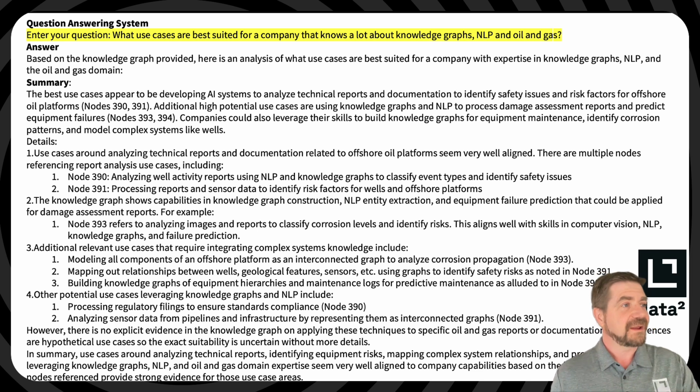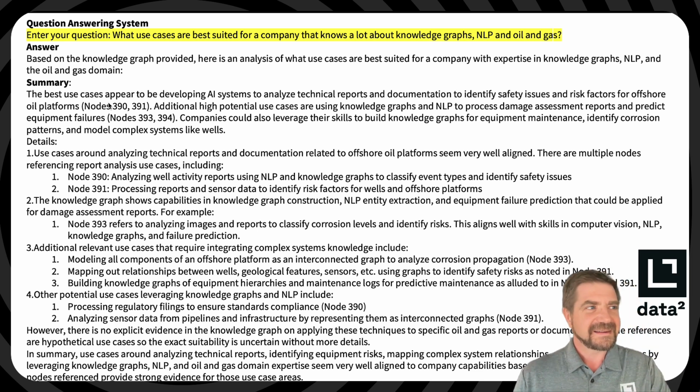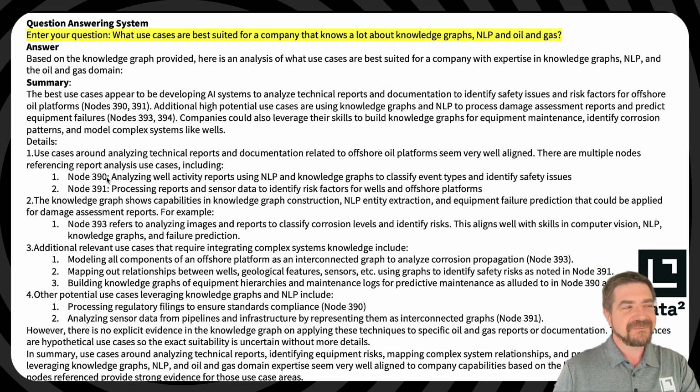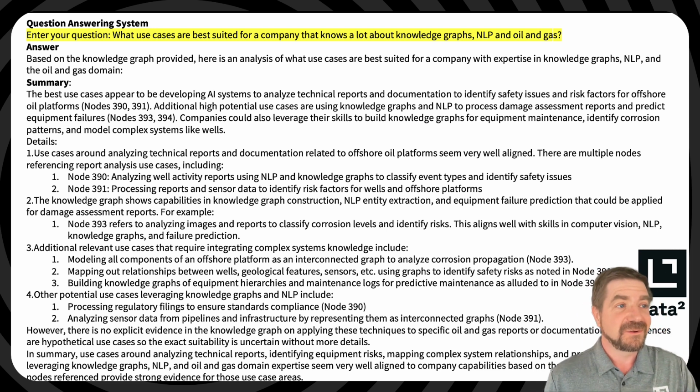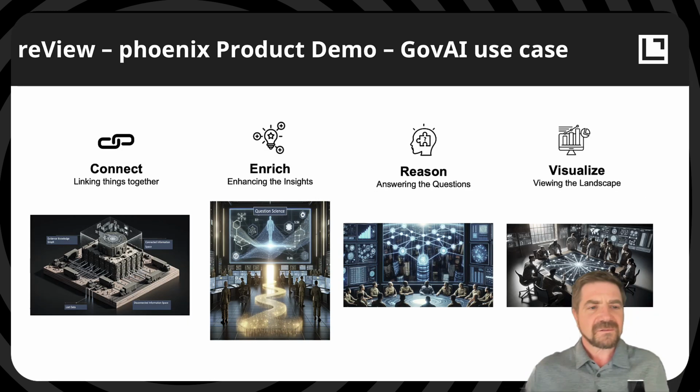So it comes back with an answer, and we'll take a look at this in more detail later, but really what it's doing is it's identifying projects in the graph that have some relationships to things we're good at doing as a company. So what it came back with is a list of projects that are very well suited for companies that do know a lot about oil wells and natural language processing and artificial intelligence. Let's walk through the process.